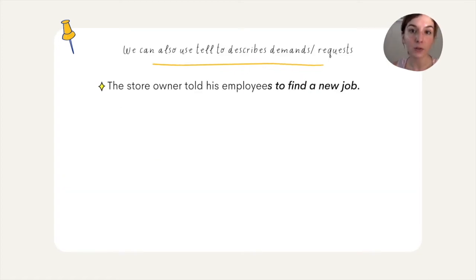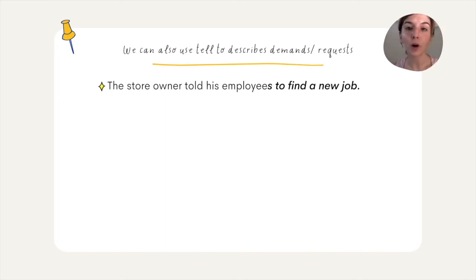One thing we can do with tell that we can't do with say is to give demands or orders or make requests. So for example, we could say something like, "That is one loud bird. Excuse you. I'm going to tell this bird to shut up." It's a good use of tell.